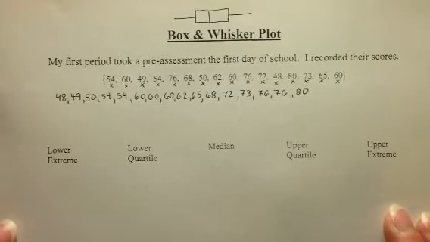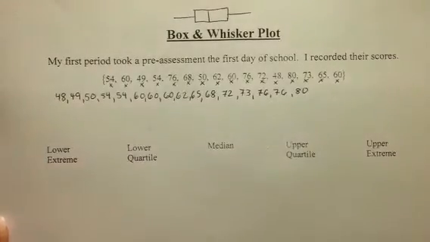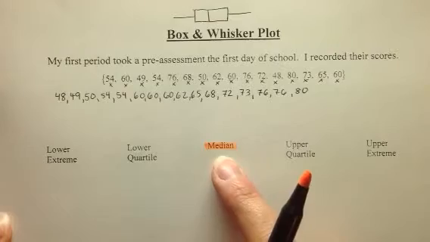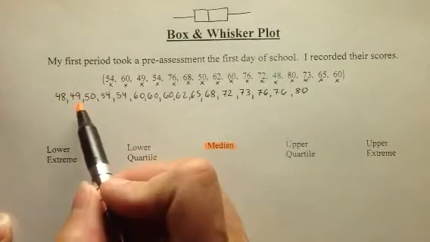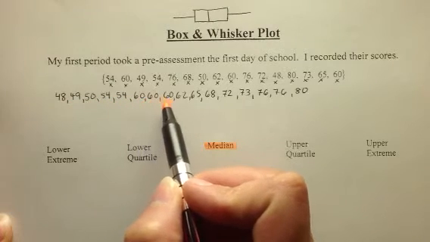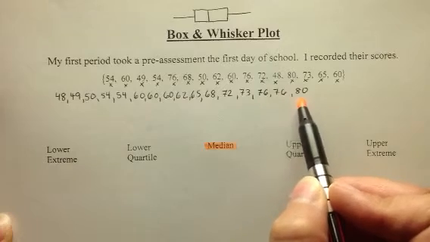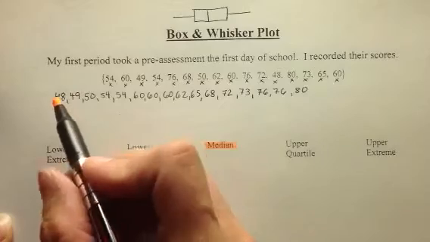Okay, so now that my numbers are in order, what I'm going to do is cut them into quarters, and I'm going to do that by first cutting them in half. So my median, remember, is the middle number in a data set when they are in order. So let's see how many I have here. 1, 2, 3, 4, 5, 6, 7, 8, 9, 10, 11, 12, 13, 14, 15, 16. So divide by 2, I have 8. Because it's even, I'm going to have 8 on each side.